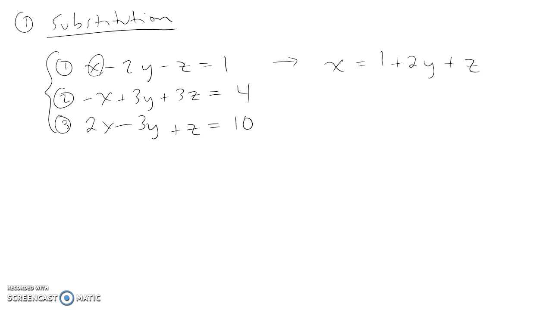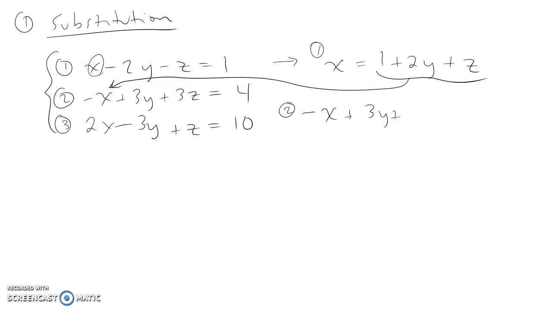Now what I'm going to do is substitute this rearranged equation 1 into equation 2 to solve for y. I could solve it for z, but I'm going to do y. You can choose either one. So I'm going to take this value and plug it in here in equation number 2 for x. Equation 2 is minus x plus 3y plus 3z equals 4. But I'm going to plug the value of x from equation 1, which is 1 plus 2y plus z, into here, plus 3y plus 3z equals 4.